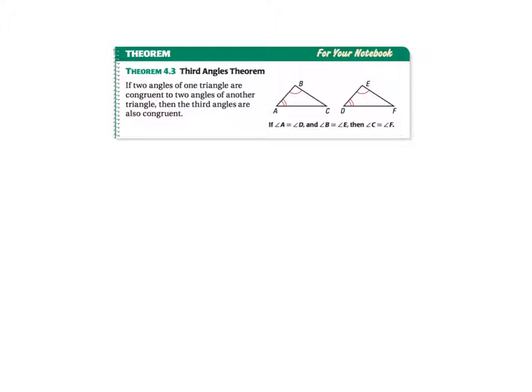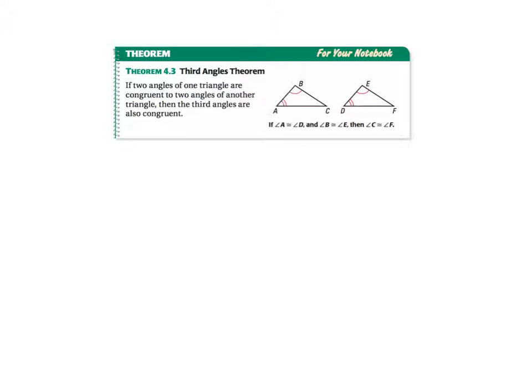Next we have a theorem. It's called Theorem 4.3, Third Angles Theorem. It states if two angles of one triangle are congruent to two angles of another triangle, then the third angles are also congruent. So if you're looking at the diagram, if you know that angle A is congruent to angle D, angle B is congruent to angle E, then you can automatically assume that angle C and angle F are congruent.